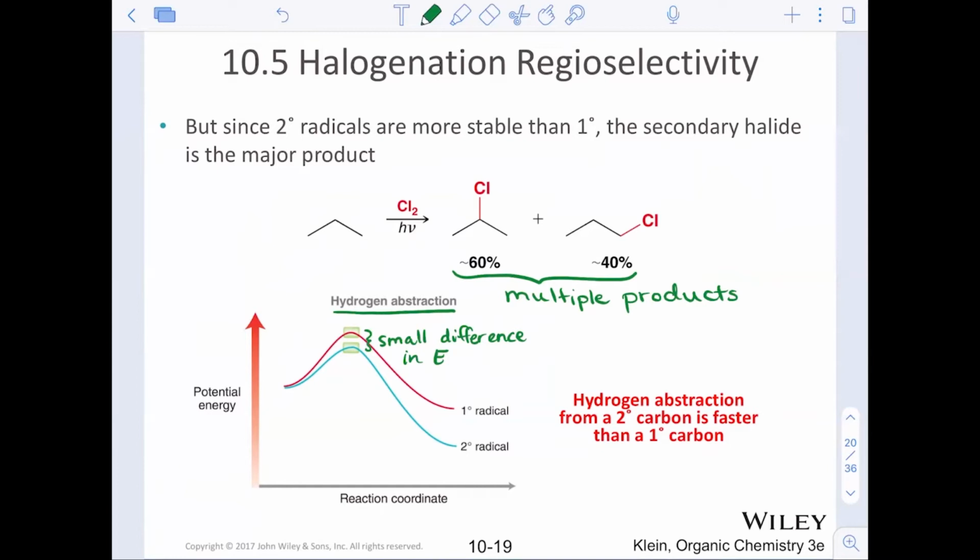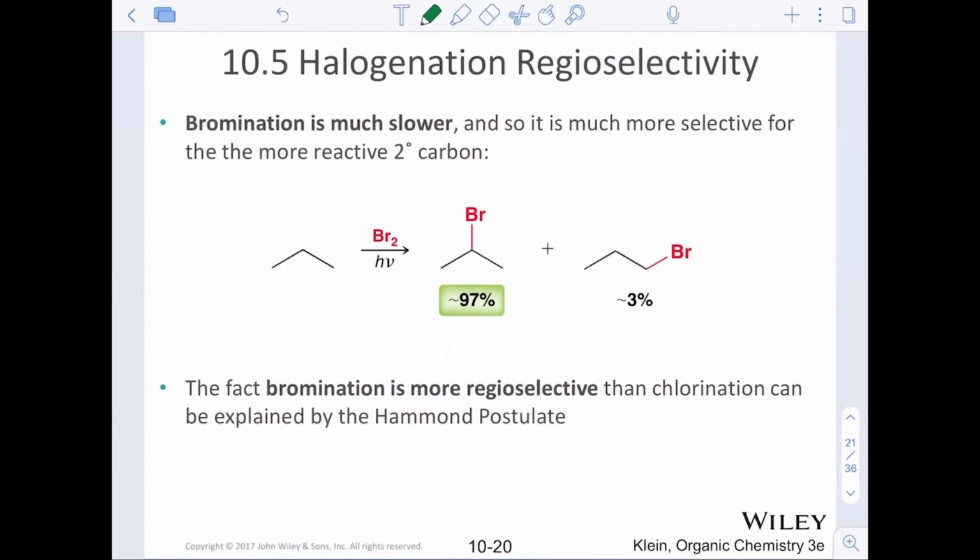We will make more than one product. Chlorine can go on any position out of that organic molecule. Notice that we're only showing carbons 1 and 2 here because propane is symmetrical. Carbon 1 is the same as carbon 3, right? Taking that a little bit further, we see the same propane molecule and we see a 97% product from the secondary carbon. This can't isolate that.